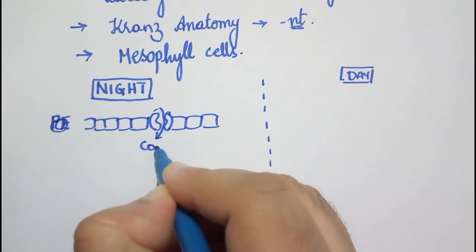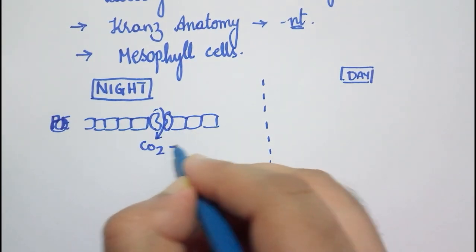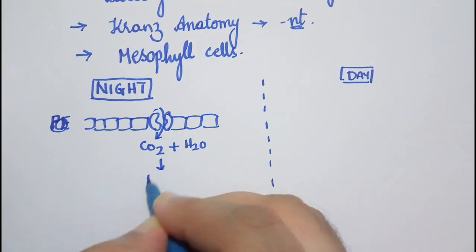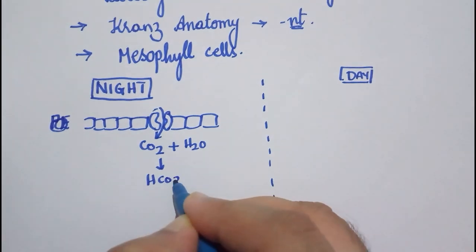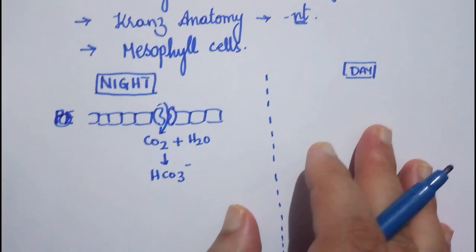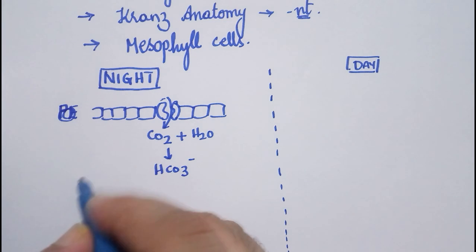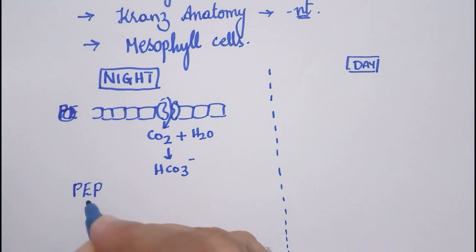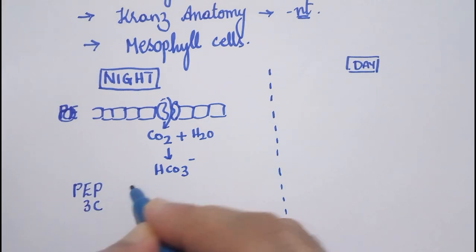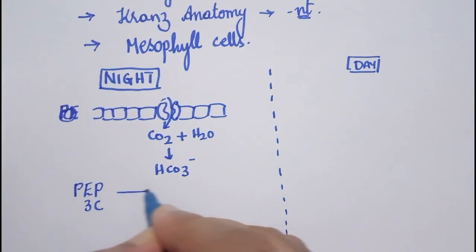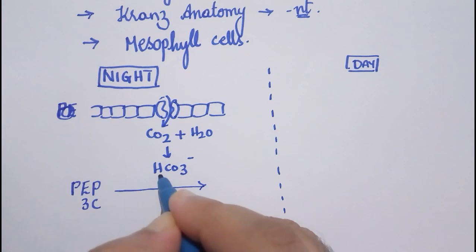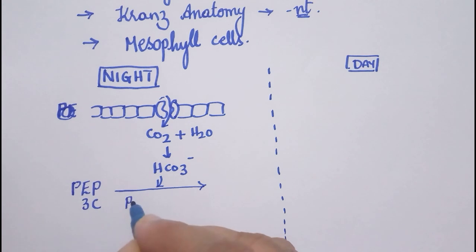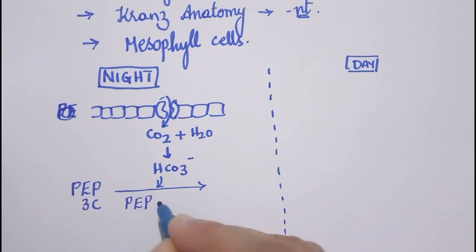Carbon dioxide. And this carbon dioxide that's entering inside will obviously combine with some amount of water, and it's going to form bicarbonate, HCO3 minus. Now this bicarbonate is going to combine with phosphoenol pyruvate. Phosphoenol pyruvate is a 3-carbon compound. This phosphoenol pyruvate is going to combine with bicarbonate in the presence of the enzyme phosphoenol pyruvate carboxylase.